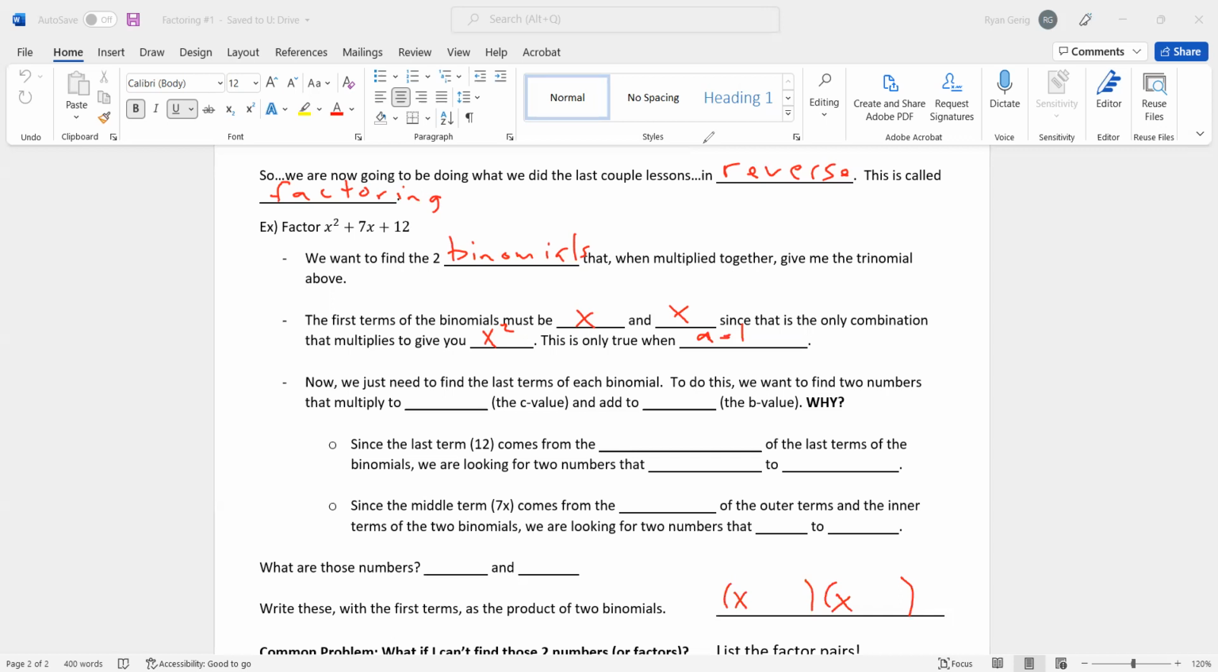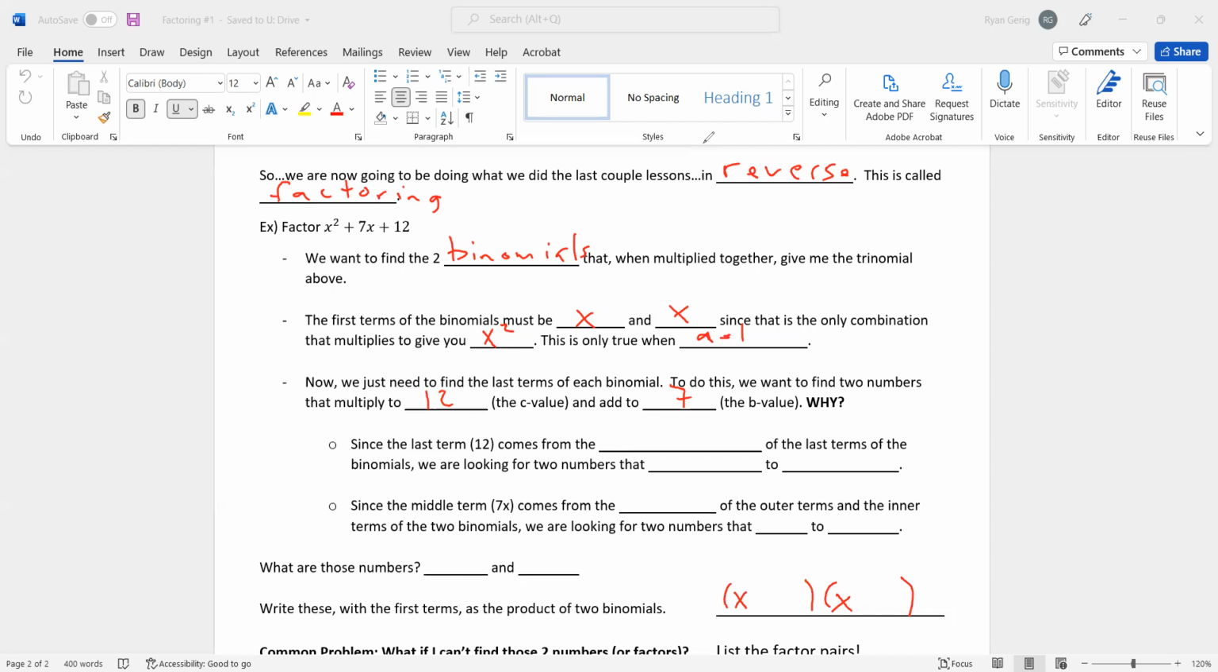Now we got to get the last terms, right? To do this, we want to find two numbers that multiply to 12 and add to 7. Okay, that's what you're going to be doing repeatedly for the next several years, probably, when you see these types of problems.